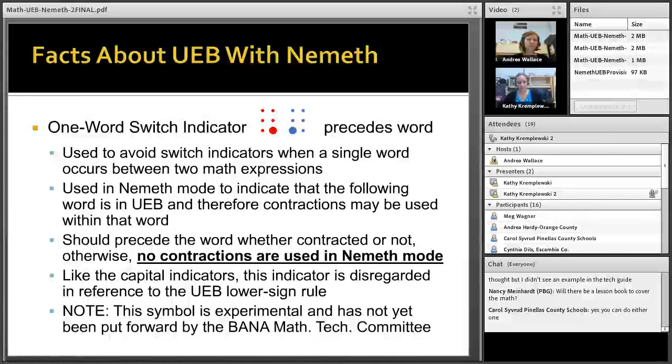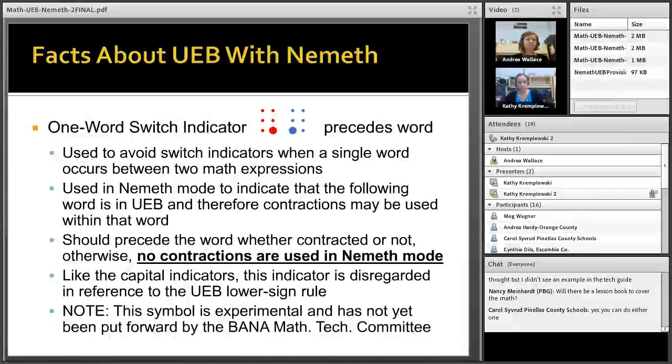Like the capital indicators, this indicator is disregarded in reference to the UEB lower sign rules. That's where, usually, if you have a lower sign and it's touching something with punctuation or something like that, if it's all lower cells in UEB, you can't use it. But if it was like the contracted word BE, you can do just the capital sign BE and have that. And so same with this kind of symbol.